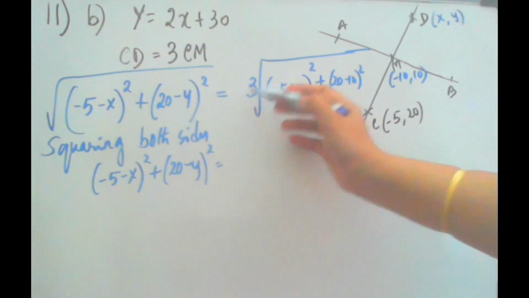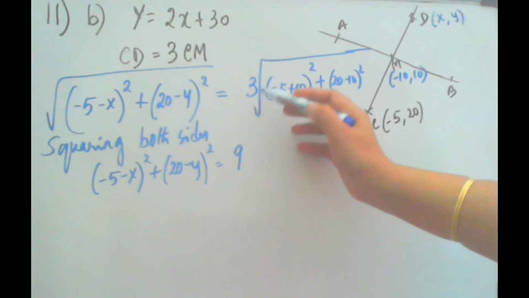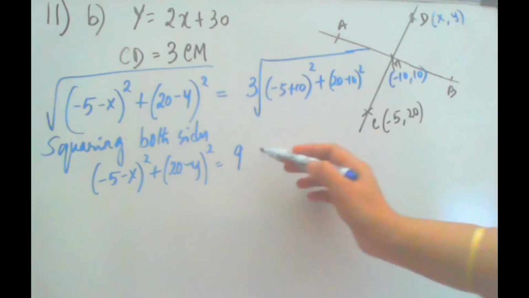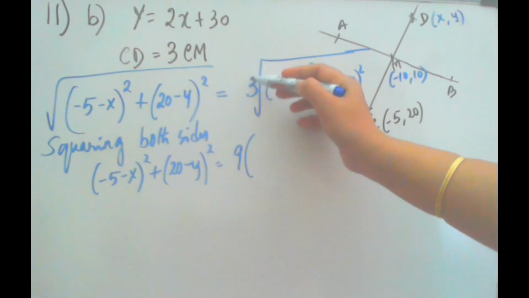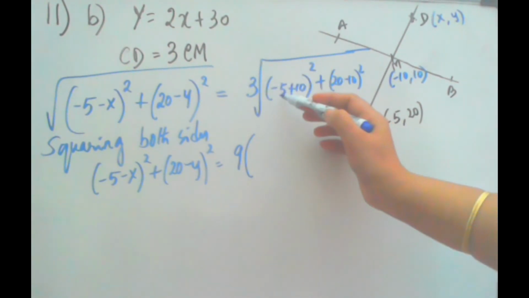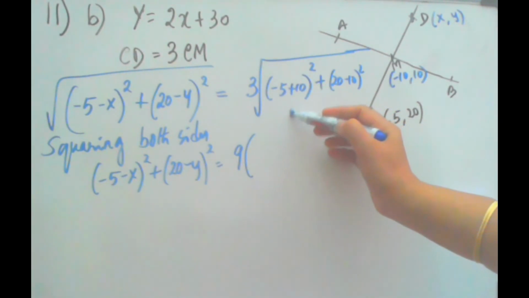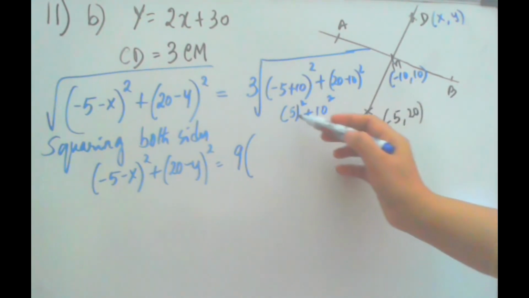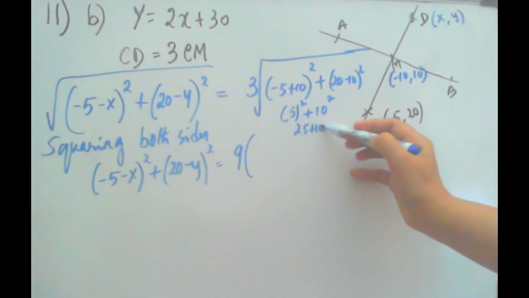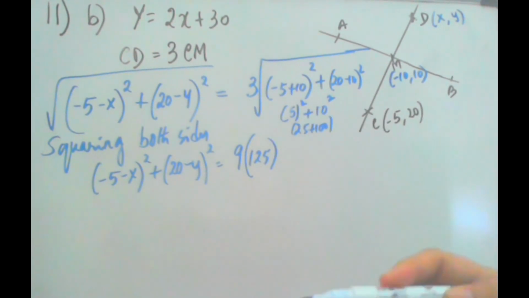On the right side we have to square each term, so 3 squared is 9, and the square root and the square cancel each other. What remains is, remember this is multiplied by 3 squared, so (-5 + 10) which is 5, whole squared, plus (20 - 10) which is 10, whole squared. So it is 25 plus 100, which is 125.